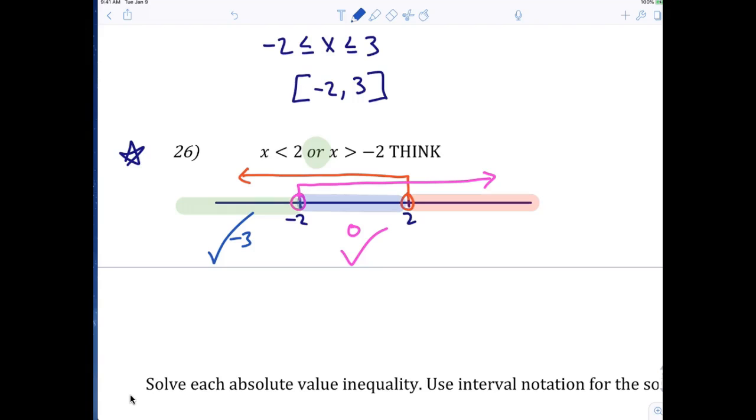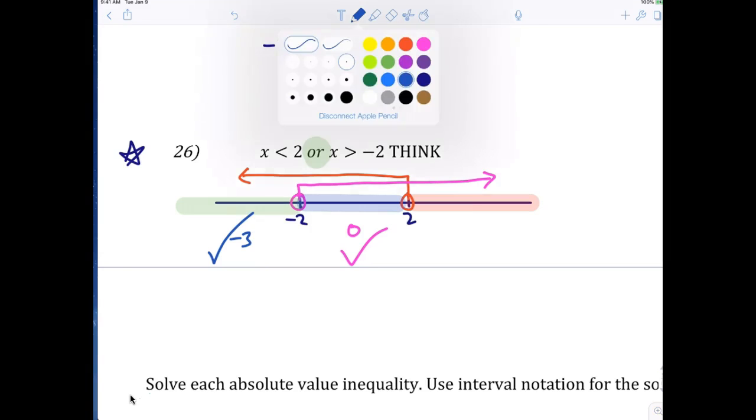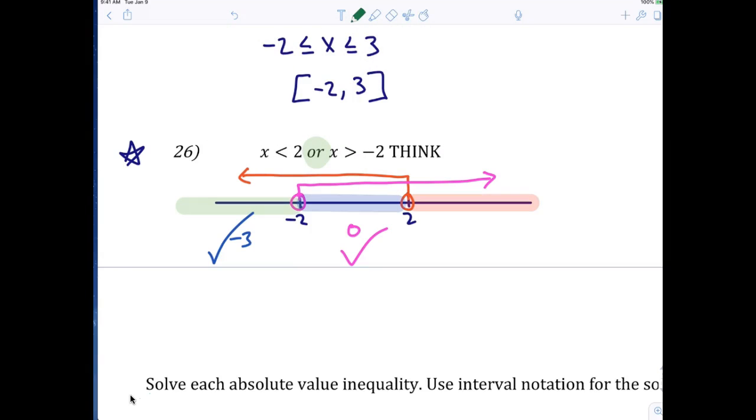Now I'm going to try something over in the other region. When I try something over in this region, we're going to try 3. Is 3 less than 2? No, 3 is not less than 2, so it looks like it's out. However, let's try the other one. Is 3 greater than -2? Yes, so that also works.